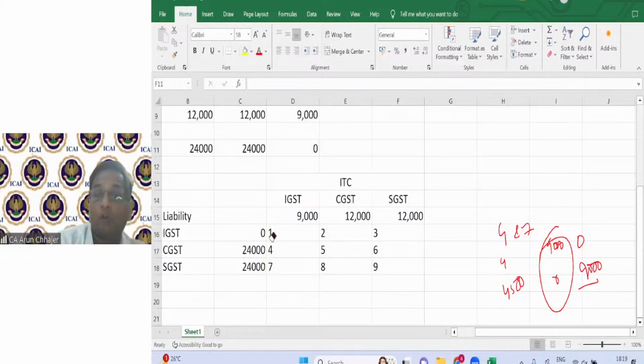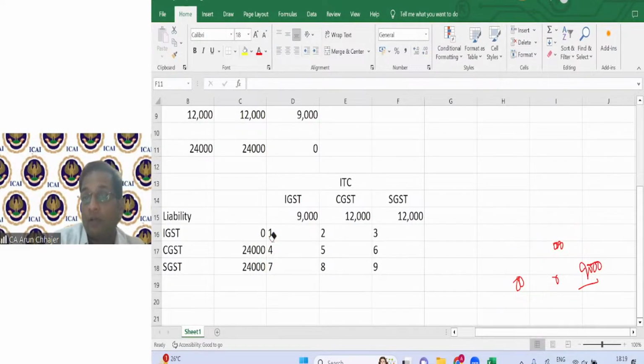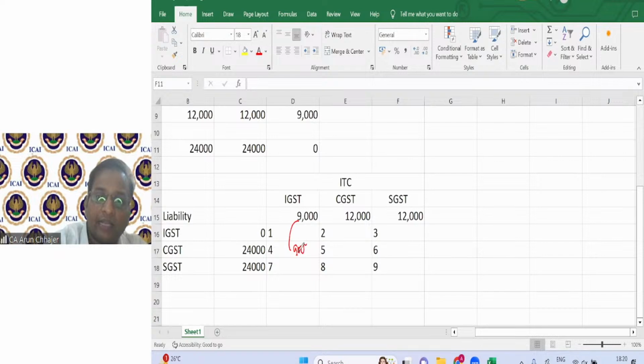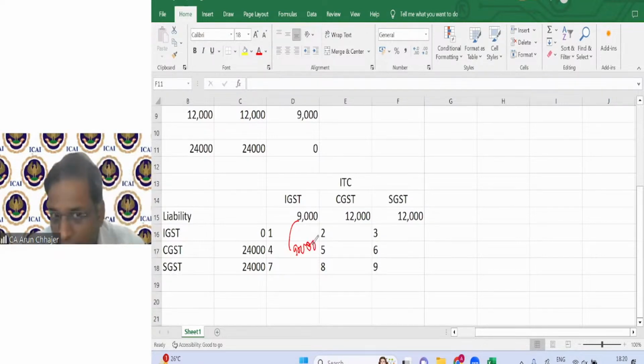So there is a concept of distribution of I का excess ITC between C and S, any order, any proportion, any manner. Correct? So I can say here, absolutely correct. We can give any balance. So I can give 9,000 entirely here. I can divide 4500, 4500. That is acceptable. I can give 0 to C, entire to S.